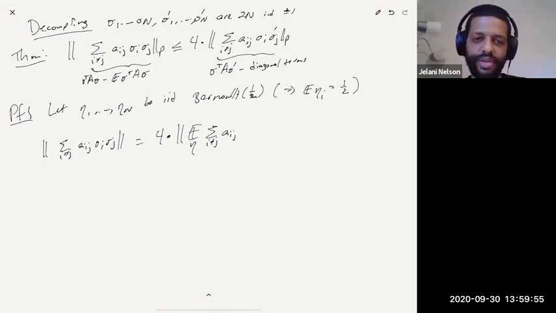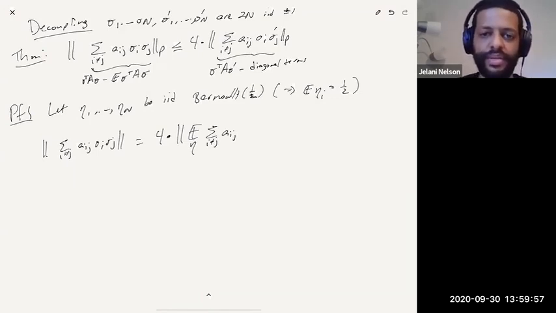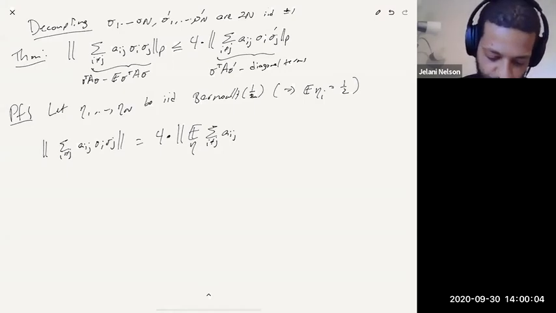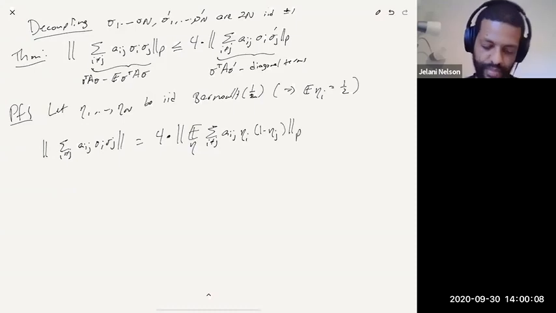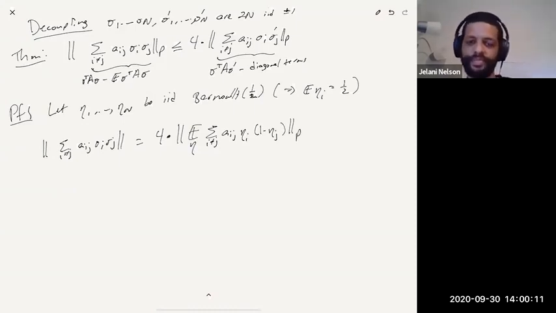Eta I times 1 minus eta j. Okay. Right, just because I'm basically just in a convoluted way multiplying by a quarter on the inside of the norm, and then I'm multiplying by 4 on the outside of the norm. So I haven't really done anything.